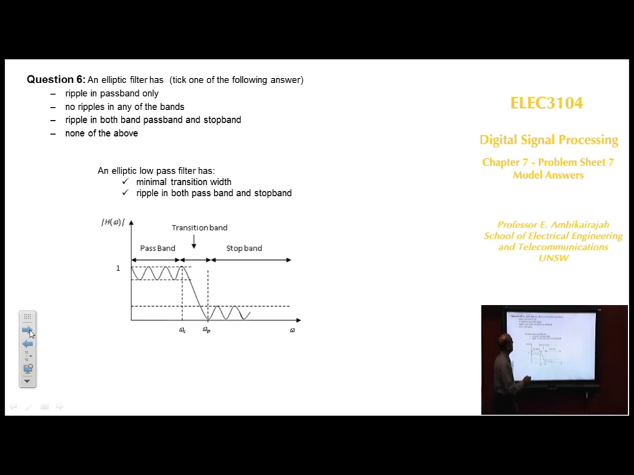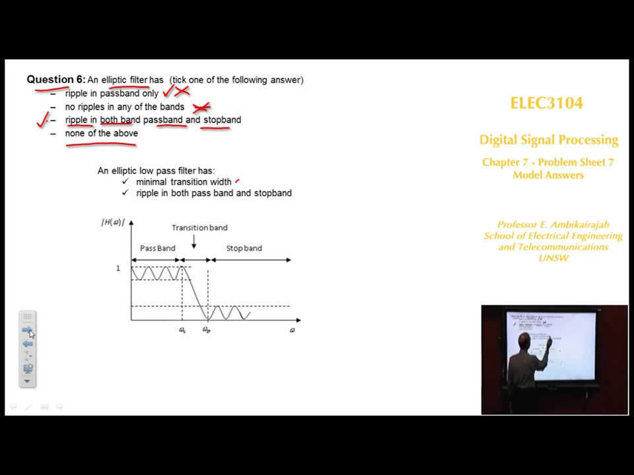And the last part is a multiple choice question type. Elliptic filter has ripple in the passband only? No, that's not correct. No ripples in any of the bands, that's the Butterworth filter, the only one. Ripples in both bands, that's definitely the elliptic filter. None of the above, that's not true either. Ripple in the passband, you've got Chebyshev filters, Chebyshev type 1 and 2, and so basically this would be the right answer. But let's look at the elliptic filter, it has got other things as well.